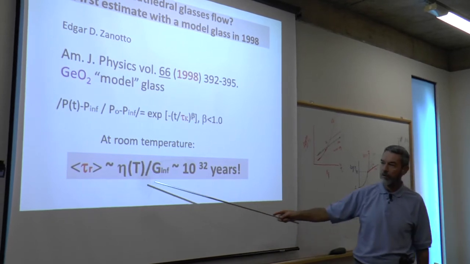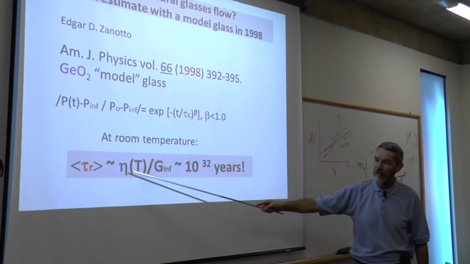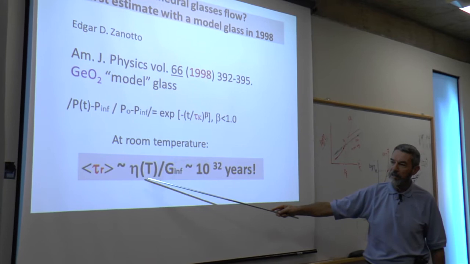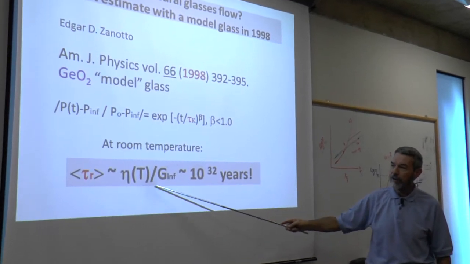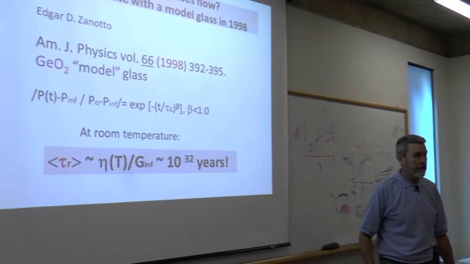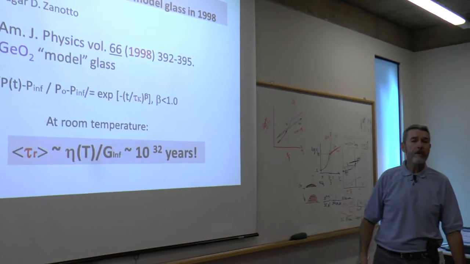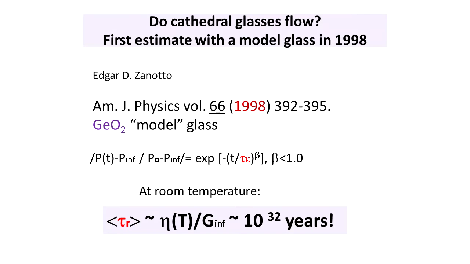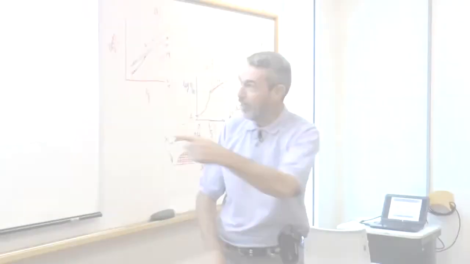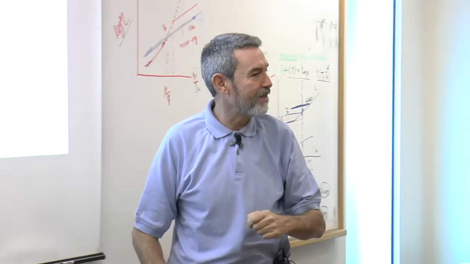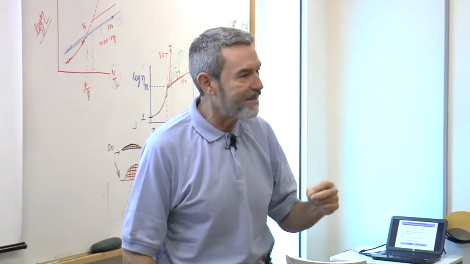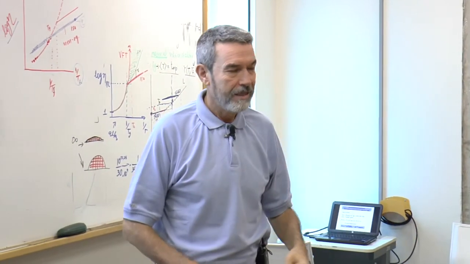You know that an estimate of the average relaxation time is the viscosity divided by the shear modulus. Well, 10 to the power 32 is very interesting, because does glass relax? The answer is yes, but you have to wait 10 to the 32 years. So they have not relaxed in 1,000 years.